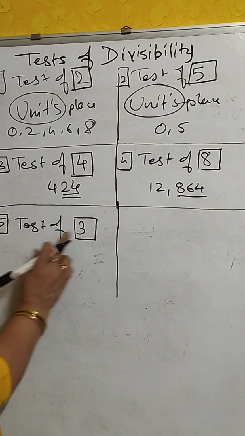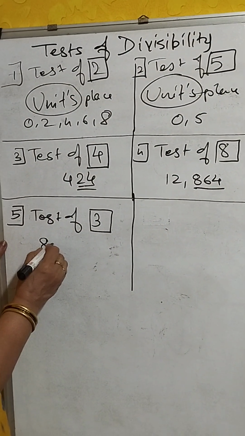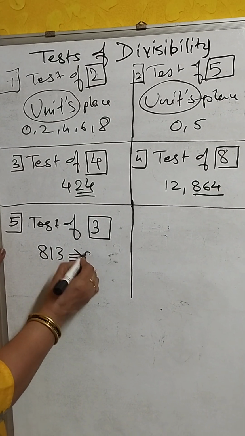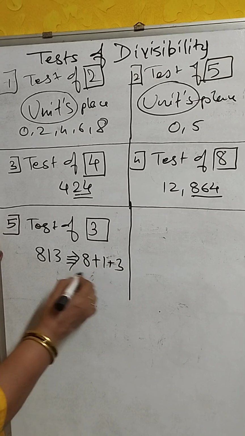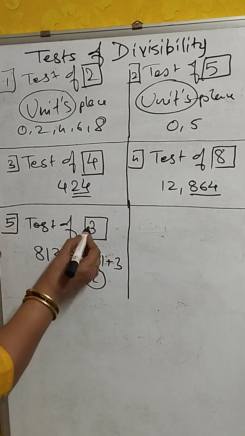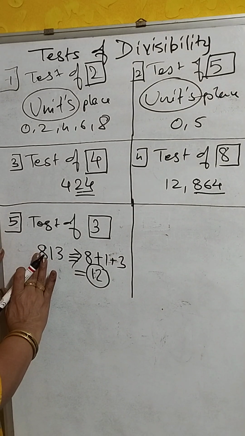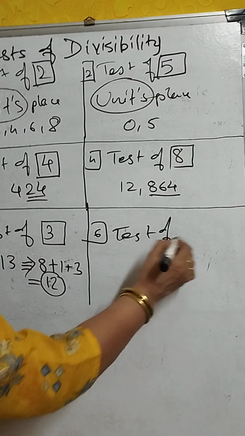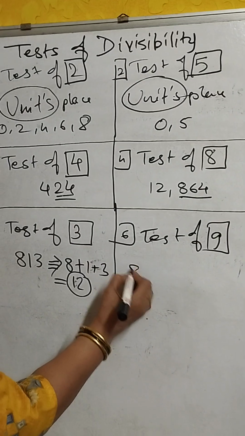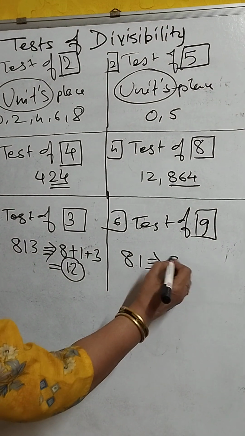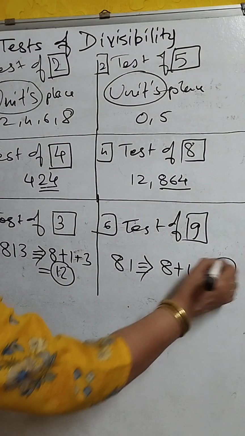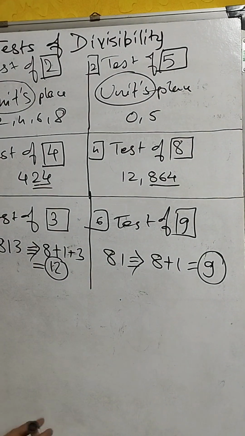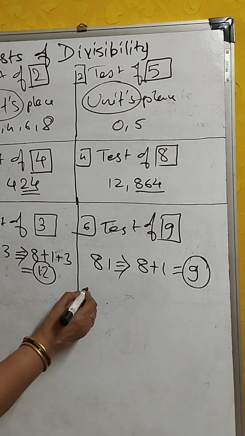Comparative study. Test of 3. If the sum of the digits, right now I told you, 8 plus 1 plus 3, that is 12, is divisible by 3, then the number is divisible by 3. The same test is for 9. If the total of digits, 8 plus 1, is 9, the number is divisible by 9, so 81 is divisible by 9.